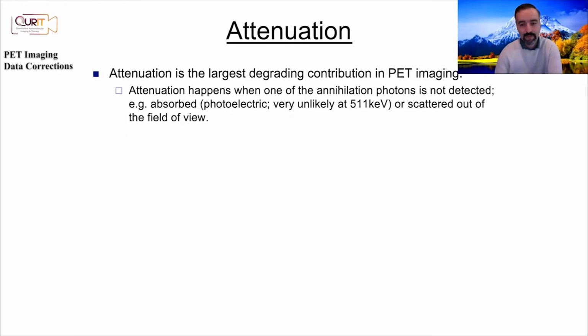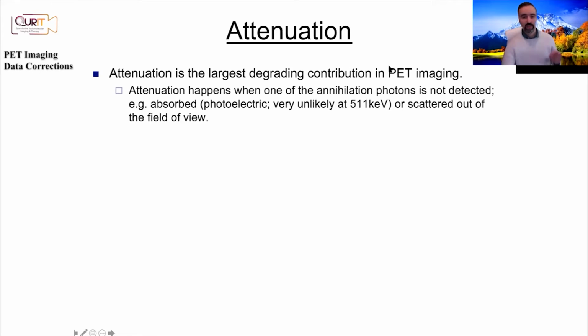So attenuation. Well, attenuation is the largest degrading contribution in PET imaging. It happens when one of the annihilation photons is not detected. It could be 2 also, right? But at least one of the annihilation photons is not detected.